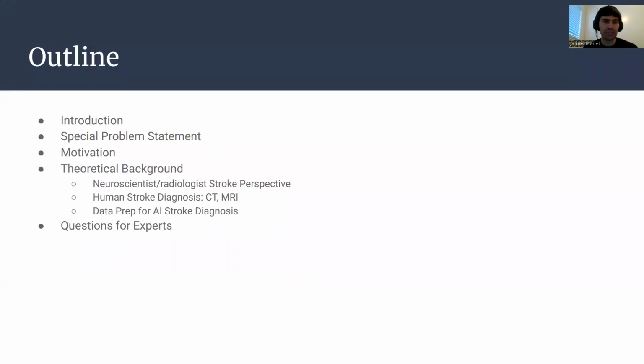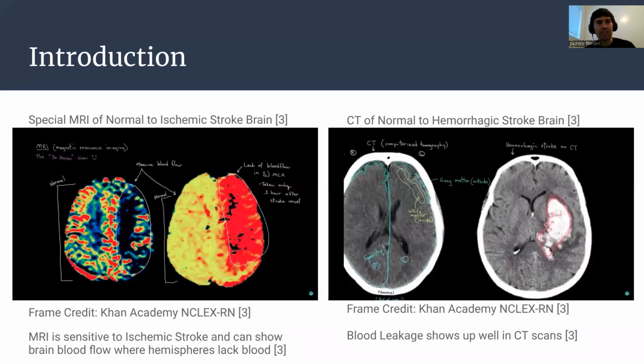We'll dive into an intro on the problem that I'm solving using AI medical imaging, the problem itself, and the motivation behind the problem, where I'll show you a map indicating how big it is. Then we'll dive into the theoretical background, where we'll look at the perspective of the neuroscientist slash radiologist, how a human would do the stroke diagnosis, to the point where we do data preparation for AI-driven stroke diagnosis. And then we'll have a conclusion or discussion on questions for the experts.